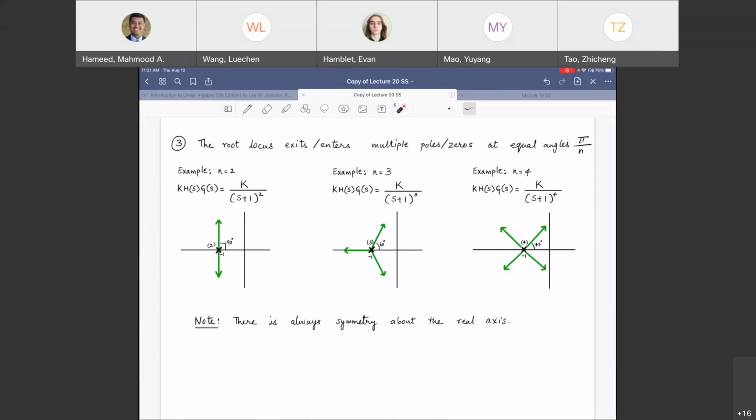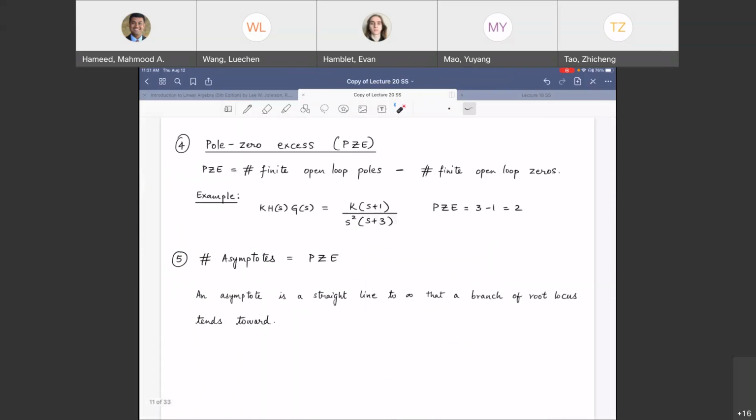Not true for vertical, only for horizontal axis, the real axis. Next, a few parameters for the root locus that we need to compute, which will help us determine the guiding lines for the root locus. One is pole-zero excess, PZE, and the other is the number of asymptotes, which is nothing but the pole-zero excess. So find the number of poles, find the number of zeros, subtract them, and you get the pole-zero excess. So pole-zero excess is the number of finite open loop poles minus the number of finite open loop zeros.